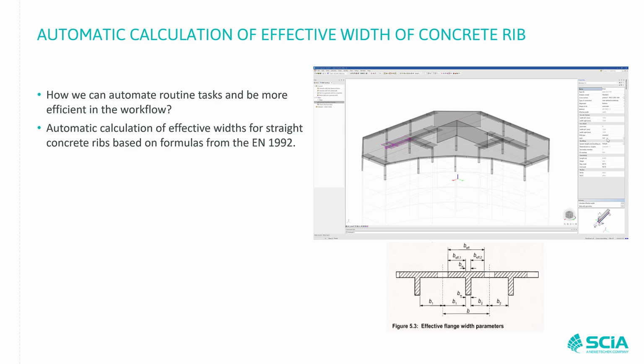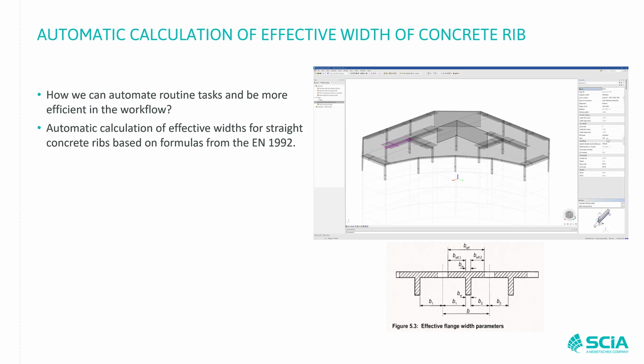It's very simple. Once you create a structure, you can just hit the button for the meshing, and after the meshing you will see the results of the calculation of the effective width for the ribs.